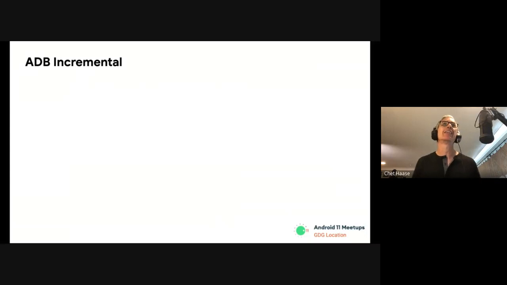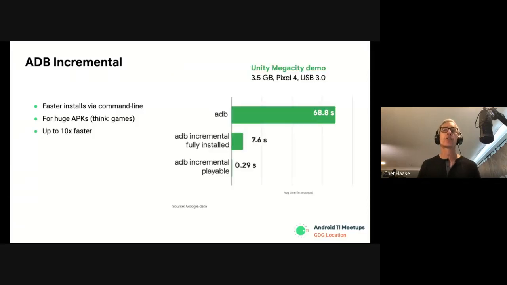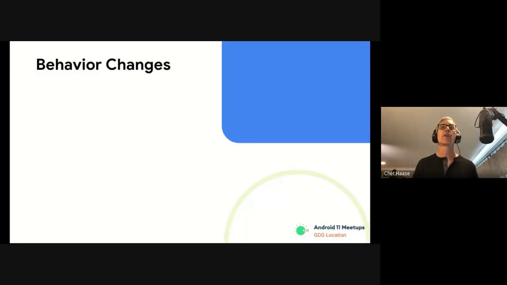ADB incremental is for applications that are really, really huge and take a while to install on the devices. Think games. So if you have a game that is 2 gigs, you have tons and tons of assets, and then you want to fix one line of code, then you need to wait for that entire APK to ship down to the device to see whether that was the right line of code. Wouldn't it be great if you didn't have to wait that long for such a small fix? So ADB incremental does that. You can get up to 10x speed up, even more if you just want to push the salient code that matters instead of the entire application. So check that out. Here's how you do it. You need to sign in a slightly different way and then install with incremental, and away you go.